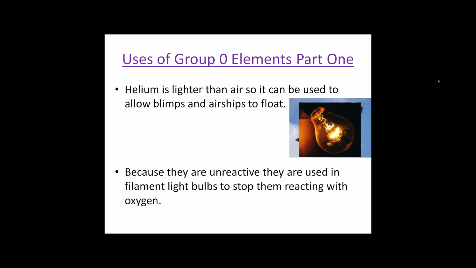Also, because the noble gases are unreactive, they are used in filament light bulbs to stop them reacting with oxygen. We no longer see so many of these. It's still possible to get them in certain places, like maybe inside your fridge or inside your cooker hood or oven. You get a filament light bulb and they tend to be filled with a noble gas, and that stops the filament, which is made out of metal, reacting with oxygen and burning, because these filaments can get very, very hot, like over 1,000 degrees Celsius.